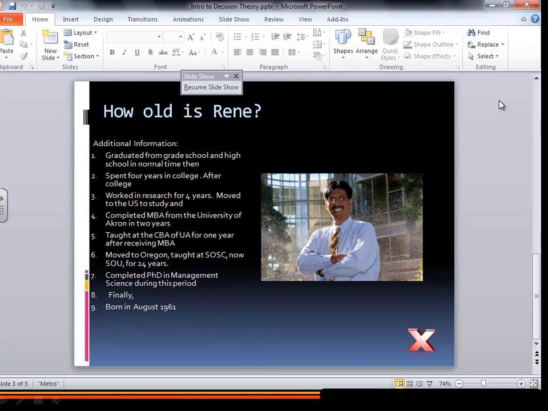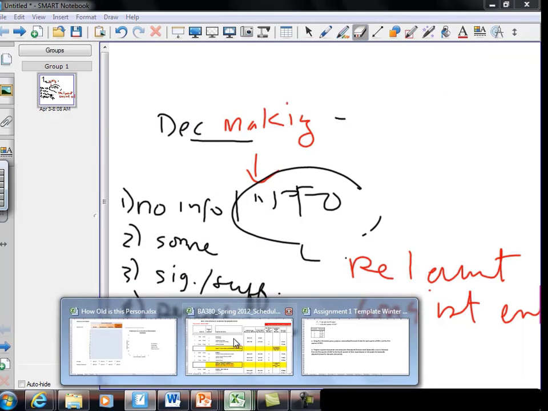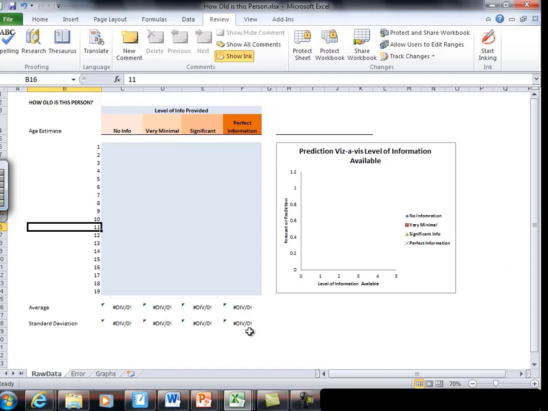Okay, so let's look at this. By the way, this is not just one way to introduce myself to the class, but also a way to illustrate this concept of how information is used in decision making: that the level of information that you have will affect the precision of your answers or the choices that you make.